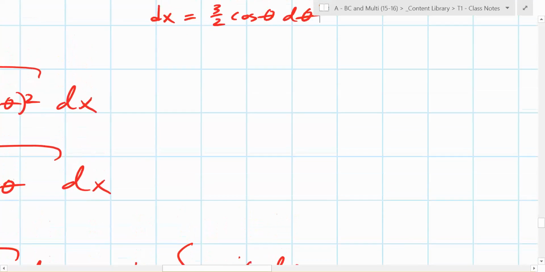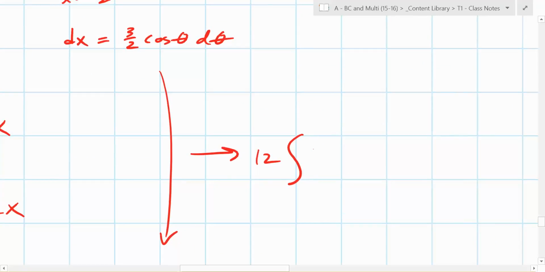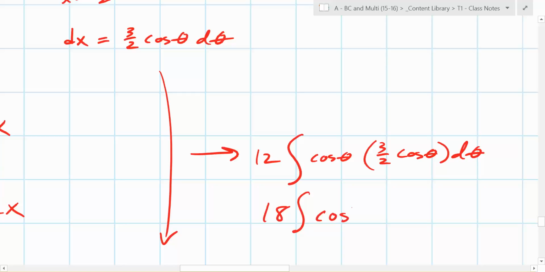So dx, you take this, you throw it down here, and what do you end up with? 12 times the integral of cosine theta times 3 over 2 cosine theta d theta. So you end up with what? 8? Is that right? No. 3 over 2. I'm sorry, I can't do math. 18. 18 cosine squared d theta, like this.